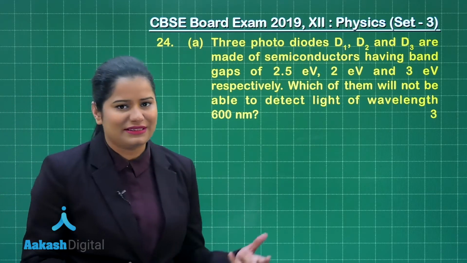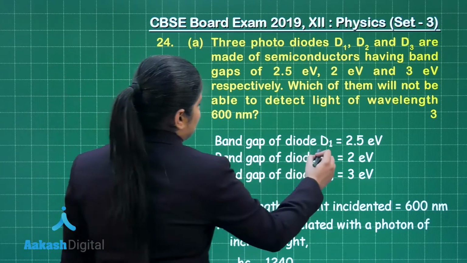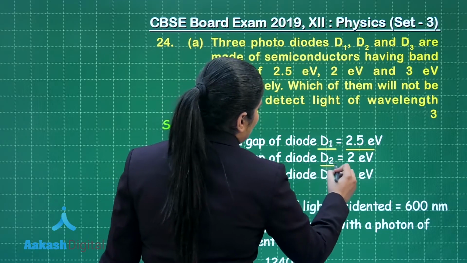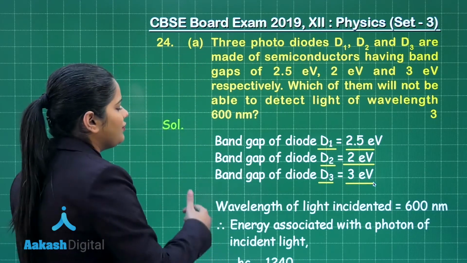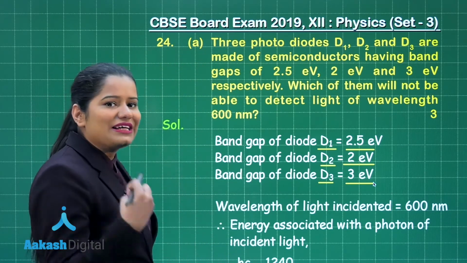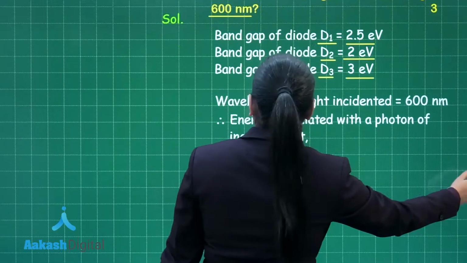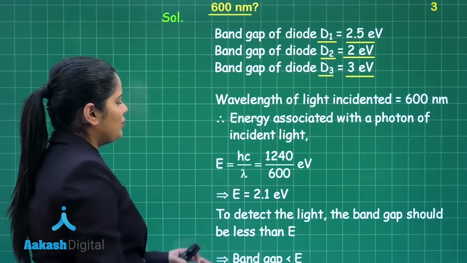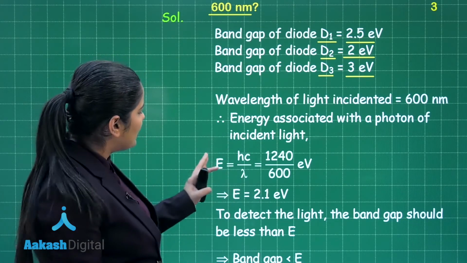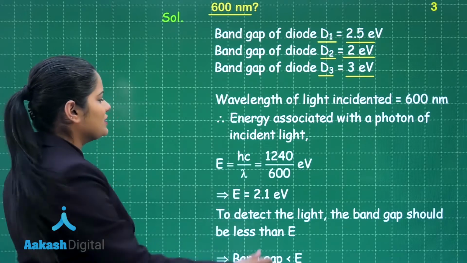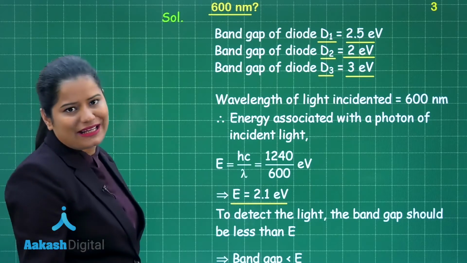So let's try to answer this part of the question. We are given the band gaps of the diodes: D1 as 2.5 electron volt, D2 as 2 electron volt and D3 as 3 electron volt. First of all, we will calculate the energy that is associated with the photon of the given wavelength. To calculate that, we need to use the formula E = h nu. To calculate nu, we will be using c by lambda. So E will be equal to h c by lambda. When you substitute the values, you are going to get E as 2.1 electron volt.